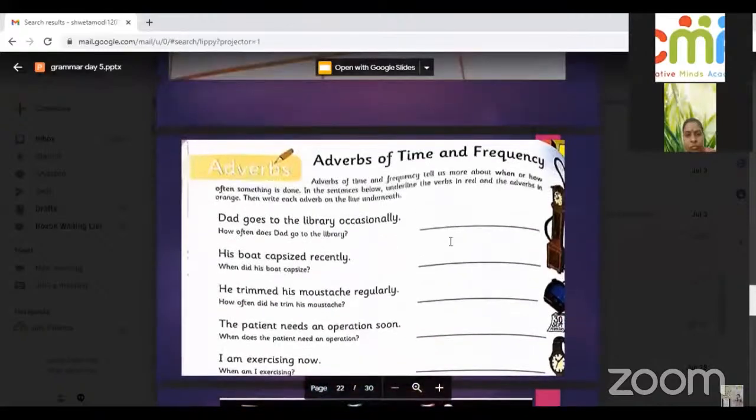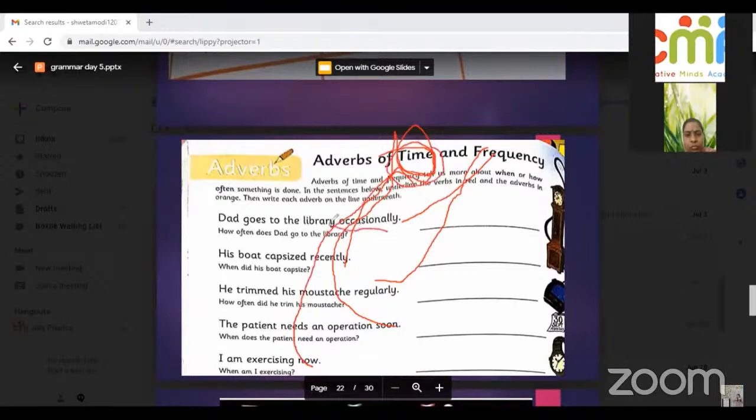Now time and frequency. Occasionally is frequency, because it is more than one time. Recently is time because it is only once. Regularly is again frequency because it is more than one time. Soon is time because it is only one time. And now is again only one time. So if anything happens only once, then it is time. If it is happening more than one time, like occasionally, like regularly, then it shows frequency.